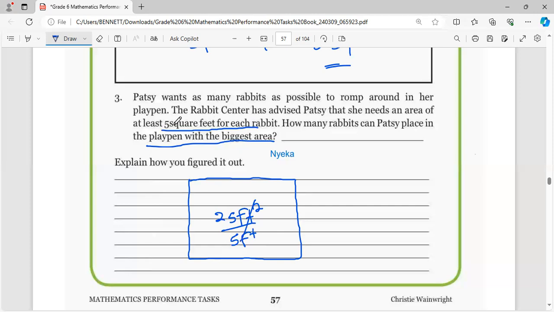Guys, did you see that each rabbit needs 5 square feet? How many square feet do you have? 25. So you have to divide the 25 by the 5, which will give you 5 rabbits.